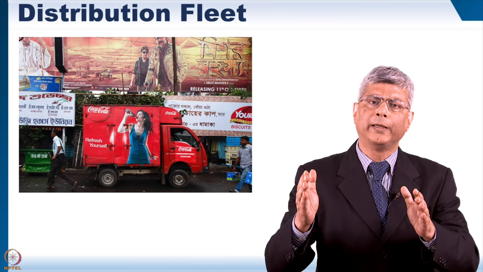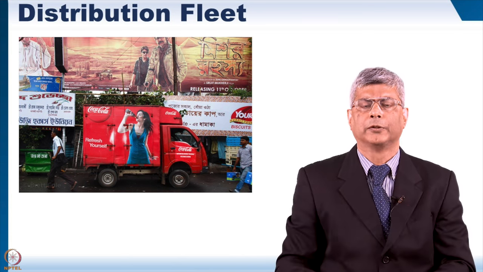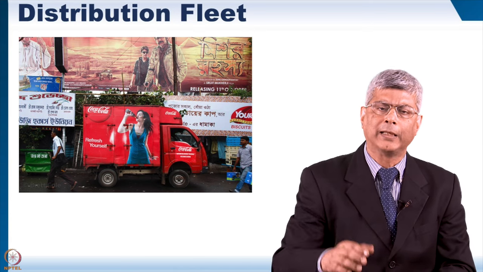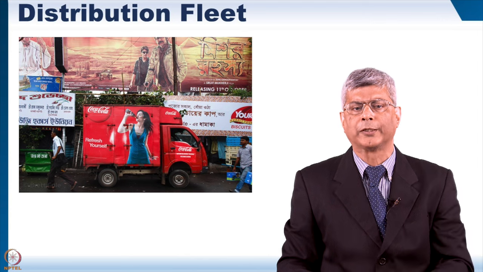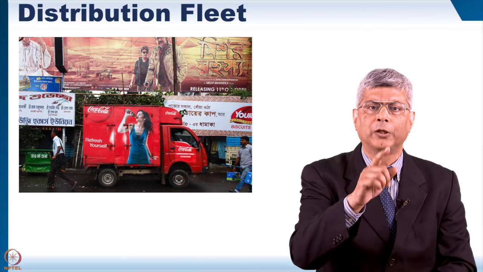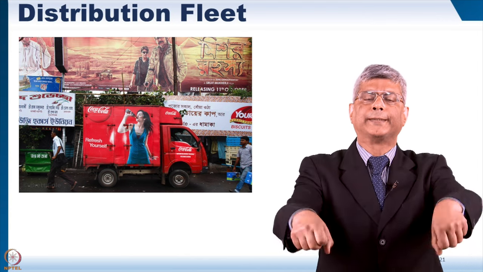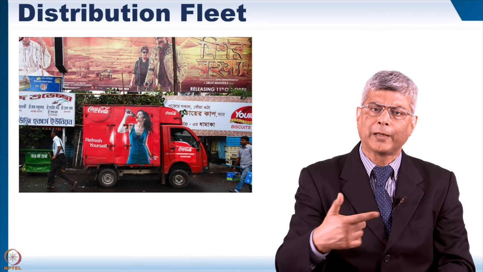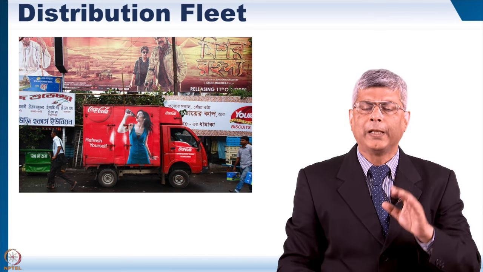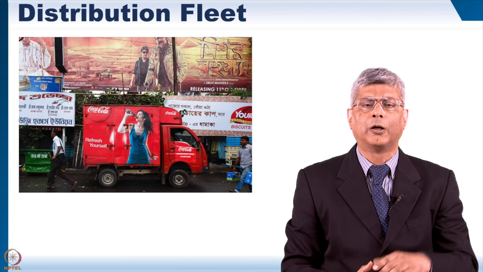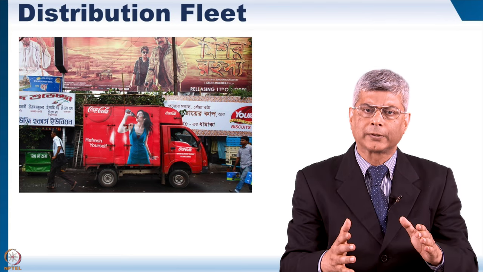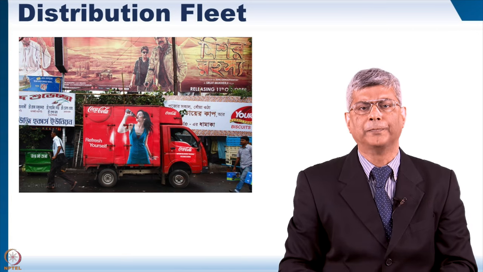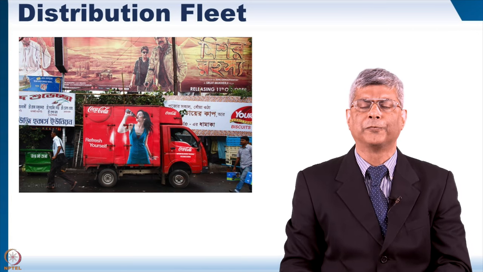Downstream, there can also be smaller lots. You saw a big truck, but the big truck cannot enter into every lane and cannot get into every small kirana store. So you also have small trucks. Sometimes it's a cycle rickshaw. Sometimes it's an auto. And next time you go out onto the roads, please look out for this kind of small trucks which are giving product into the store where you're buying from. And that's called a distribution fleet.